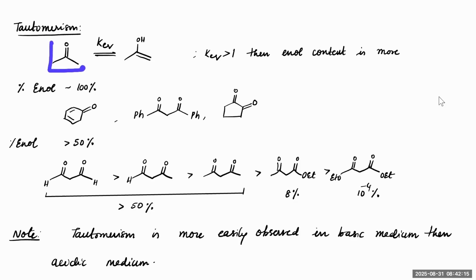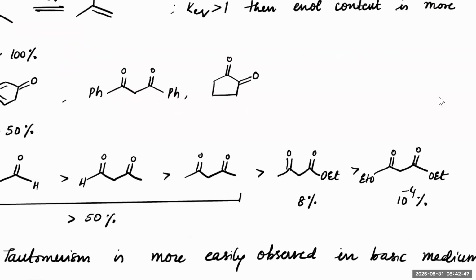We know that aldehydes and ketones will always maintain an equilibrium with enols. And this equilibrium could shift in the forward direction if the enol content is getting more stabilized. Usually in these kinds of cases, like this one and this one, you will notice the percentage enol is almost 100%. That means the reactant side, the keto part, hardly exists. It mainly exists in its enol part.